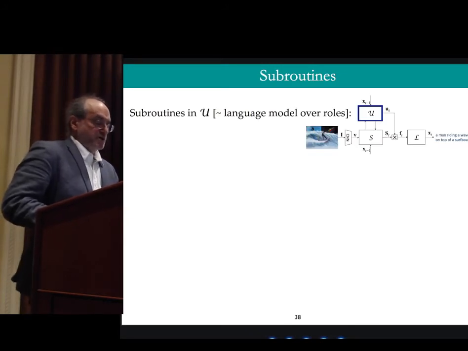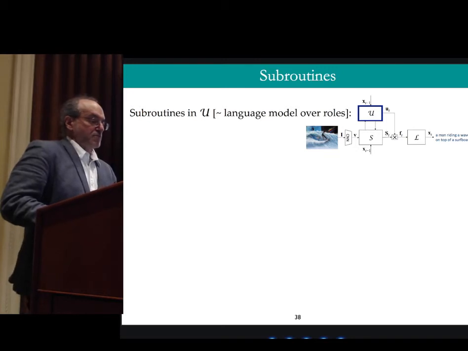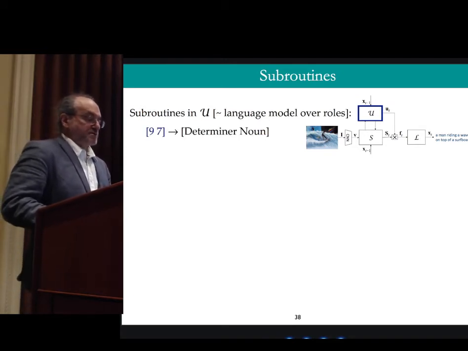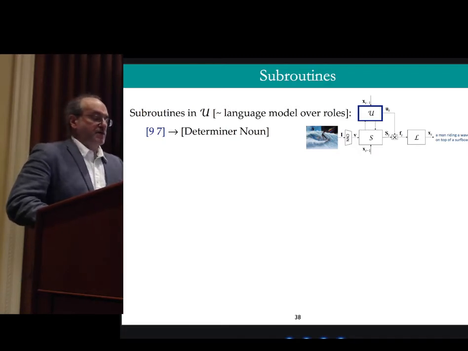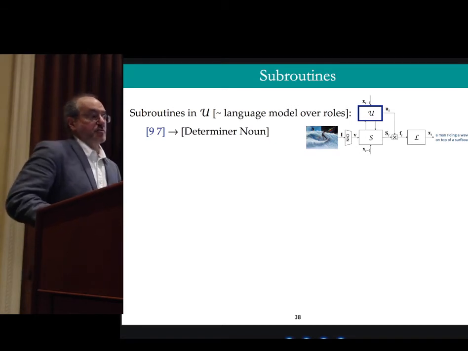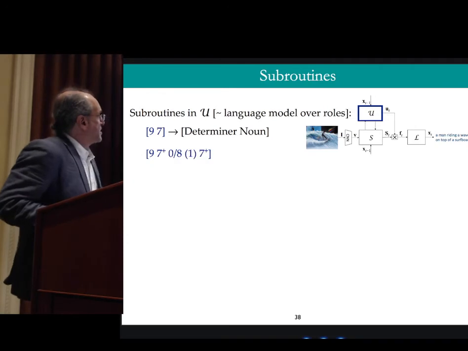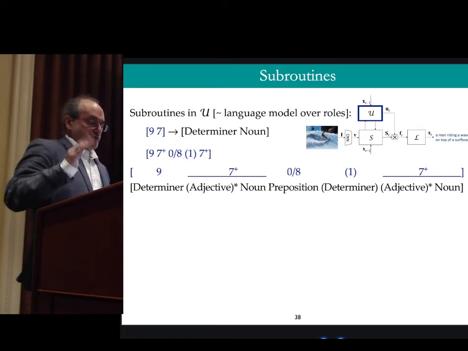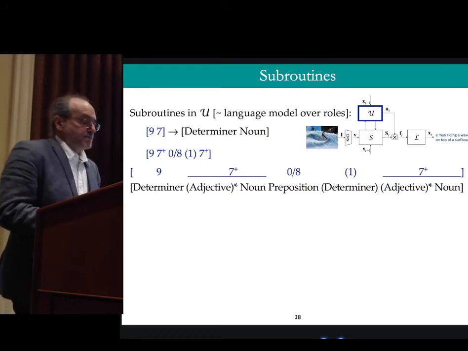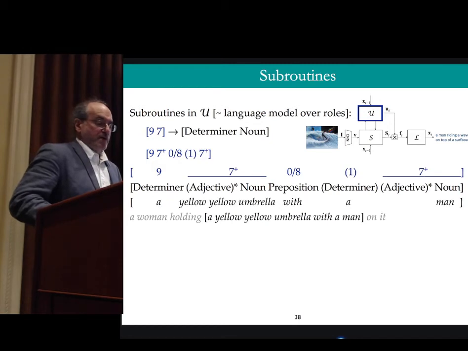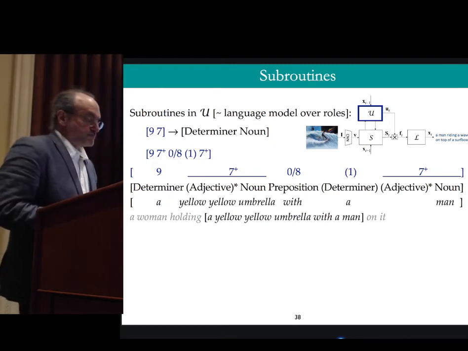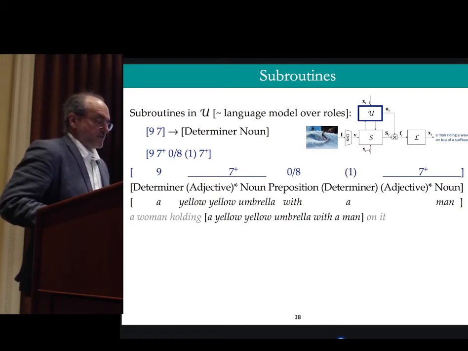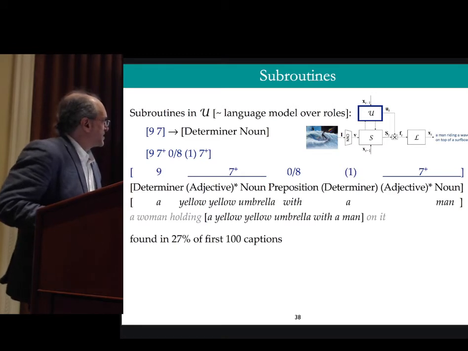Finally, we noticed that there are something like subroutines in the U module. Remember, that's something like a language model predicting the next role as opposed to word. For example, it frequently produced a sequence of an unbinding vector in cluster 9 followed by one in cluster 7, which then generated a determiner noun sequence in the caption. Or a more complicated example here is a sequence of role types that generate parts of captions that have this structure here. For example, a yellow umbrella with a man, which was part of one of the captions that was generated. And in fact, this schema, as complex as it is, was actually quite popular with the model because, of the first 100 captions, it's used actually in 27% of the cases.